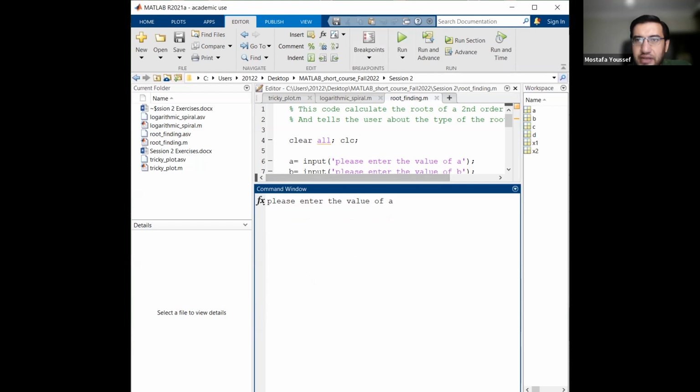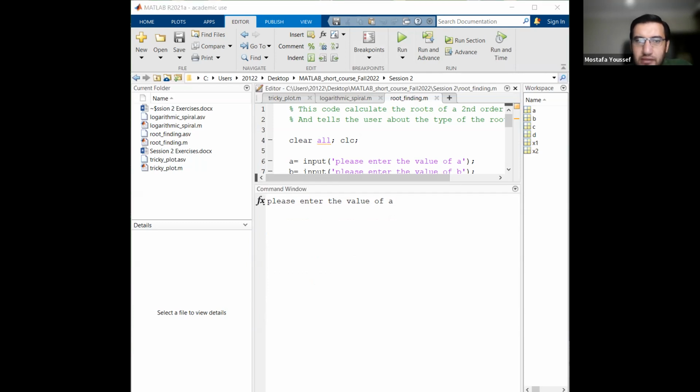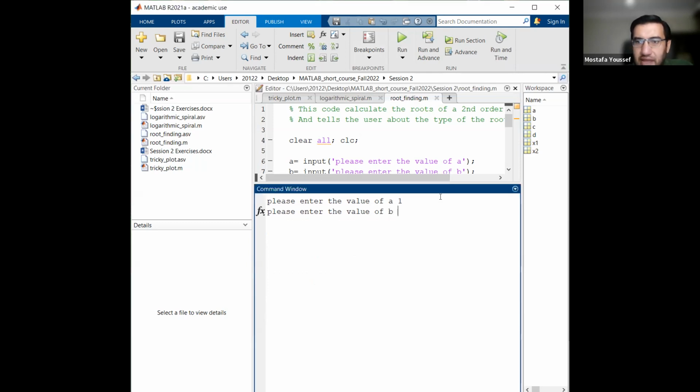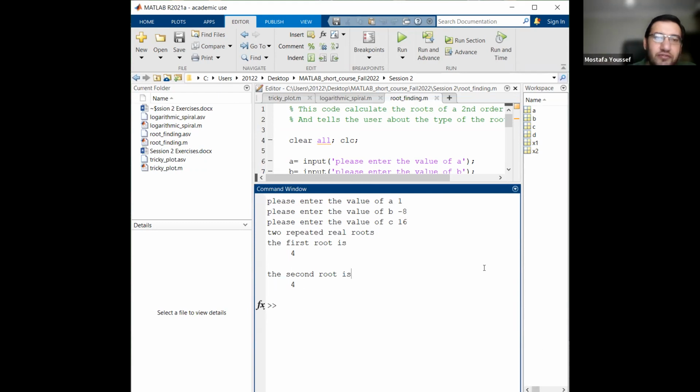The other case, let's run it one more time. The value in the other case, the value of A is 1. The value of B is minus 8. The value of C is 16. And the first root is 4. So first of all, it told me that there are 2 repeated real roots, and the first root is 4, and the second root is 4. In fact, also in the previous case, but it has been cleared from the memory.